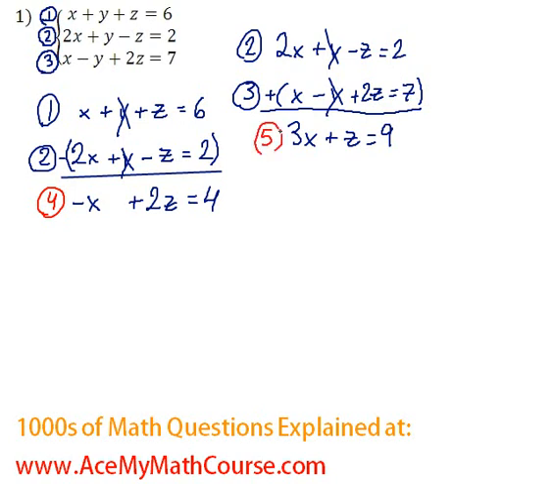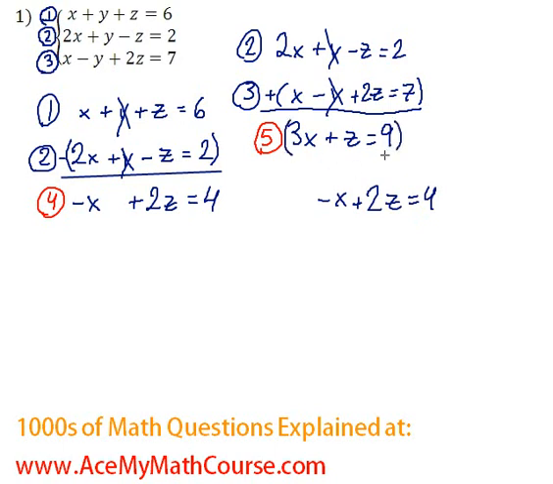Why am I numbering all of these? Well, because that way we're not going to make a mess. And note now that equations 4 and 5 both have x's and z's. So that makes things really easy. So let's combine those. Equation 4 is negative x plus 2z equals 4. And equation 5, just 3x plus z equals 9.